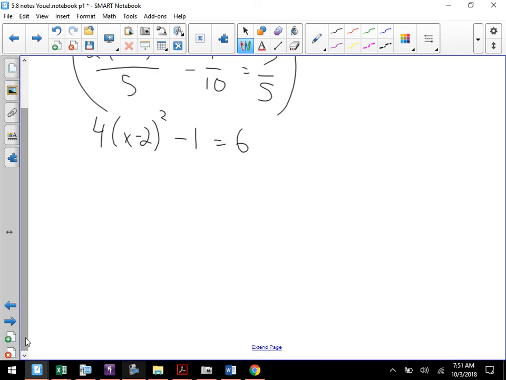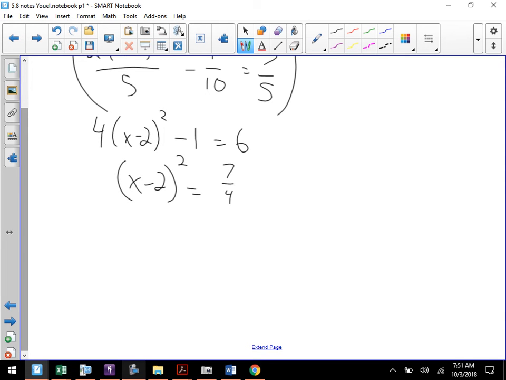You cannot distribute into parentheses that are being squared. Too many of you guys try to do that. That is not mathematically correct, nor does it make any sense. You do not FOIL this stuff out. You work backwards when you have junk squared. Okay? Add 1, divide by 4, you get x minus 2, quantity squared equals 7 over 4.